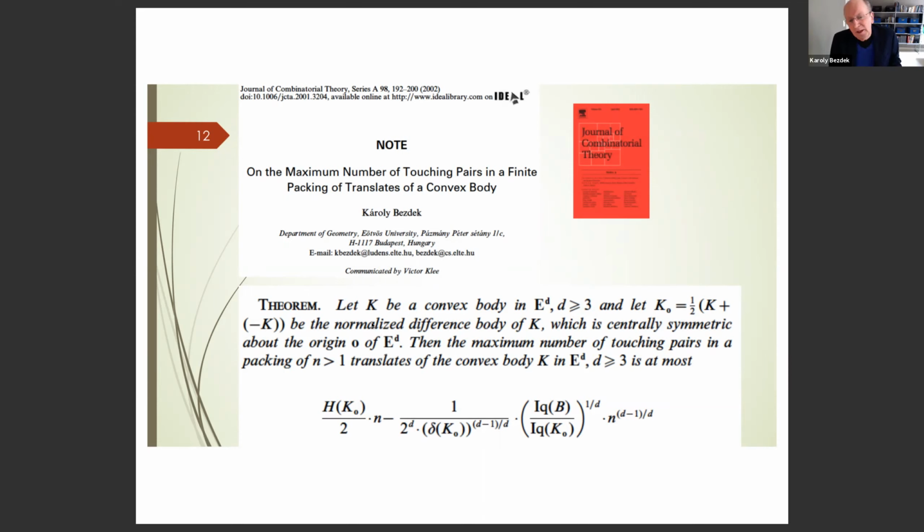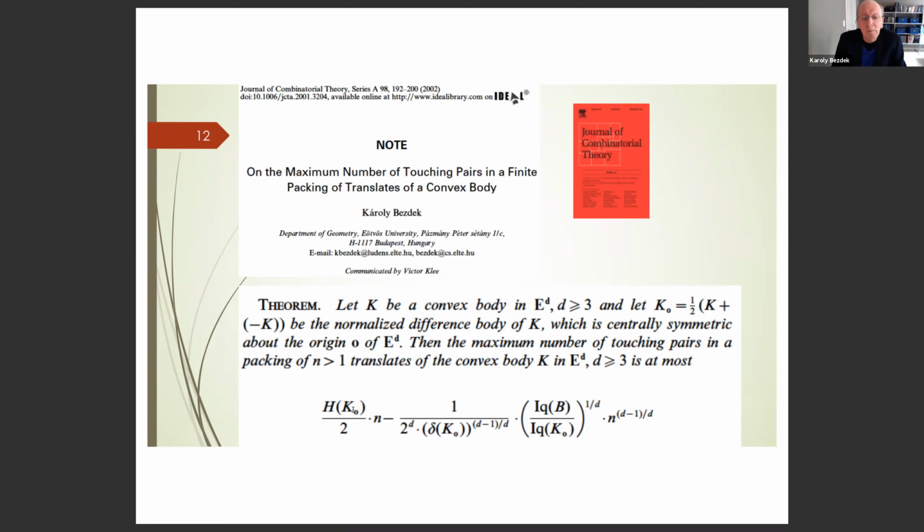Well, the setting is a bit more general than in the previous slides. I take a convex body in Euclidean d-space, and I look at n non-overlapping translates of that convex body K. And the question is, can we say anything? Can we come up with an upper bound for the number of touching pairs in such a packing?